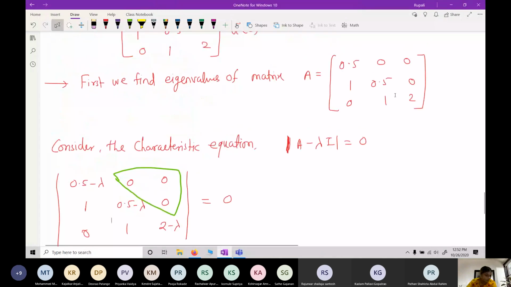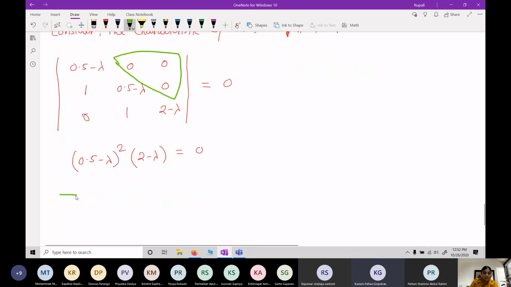So what are the eigenvalues? You need not solve. You can directly say from the matrix itself. Eigenvalues are nothing but the diagonal entries. So this implies what are my eigenvalues? Lambda is equal to 0.5, 0.5 and 2.